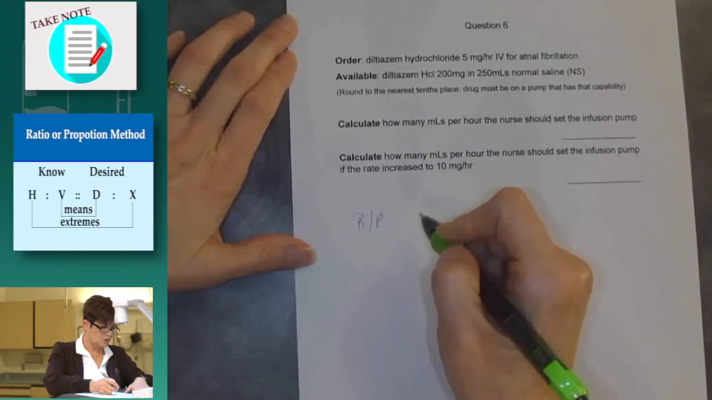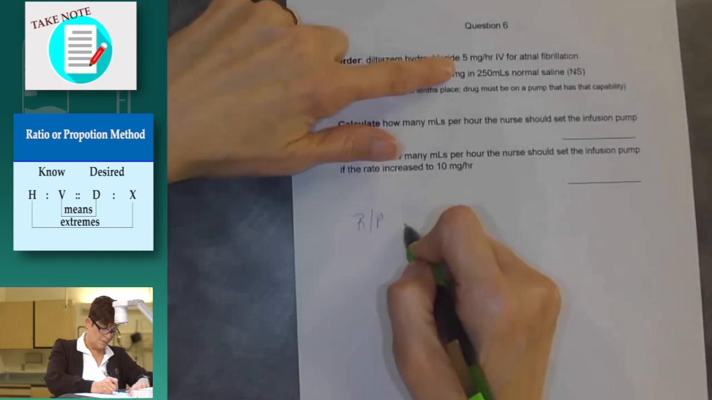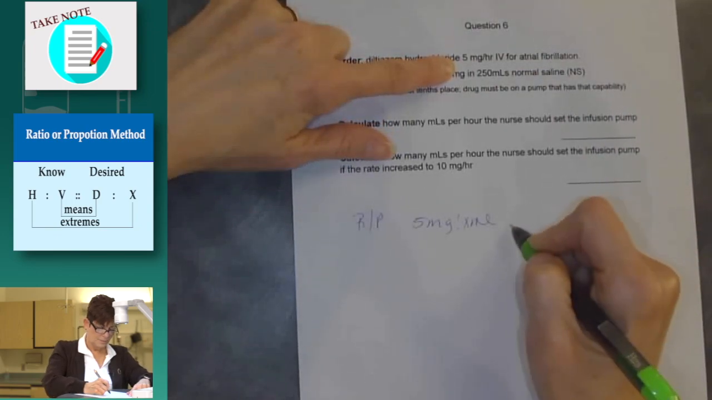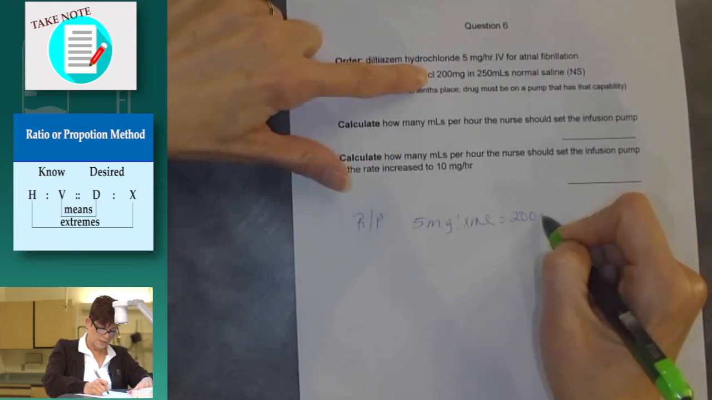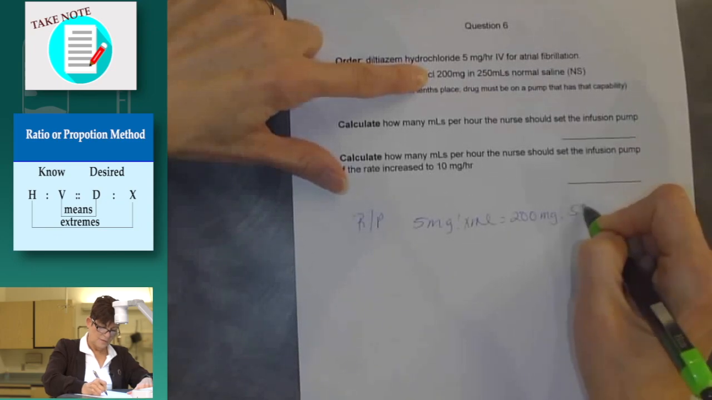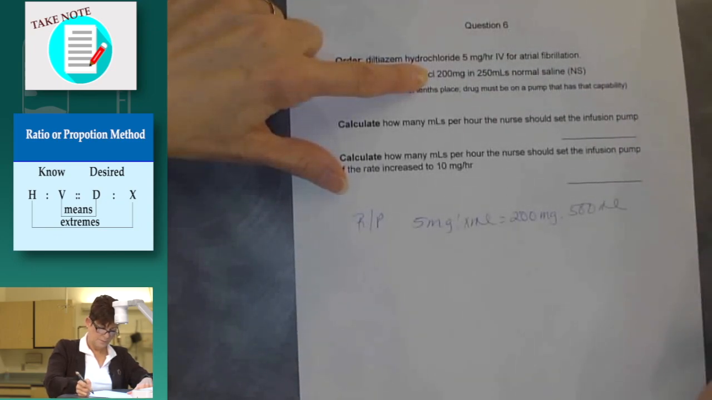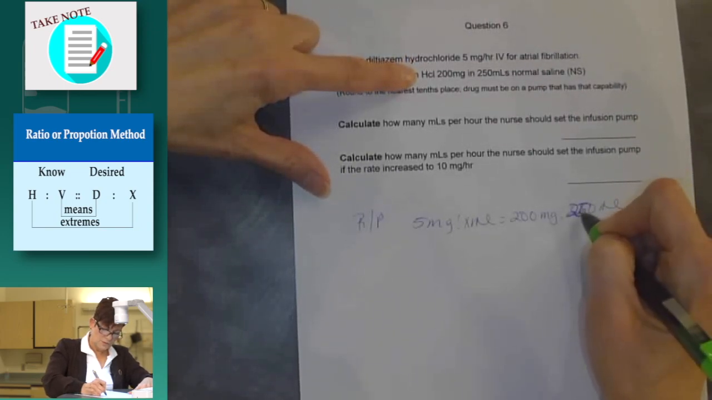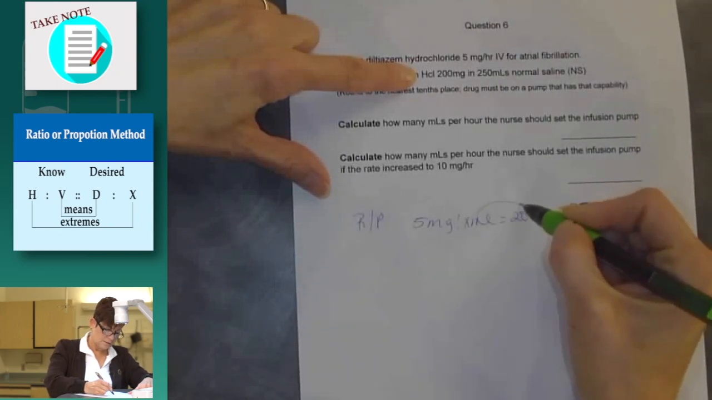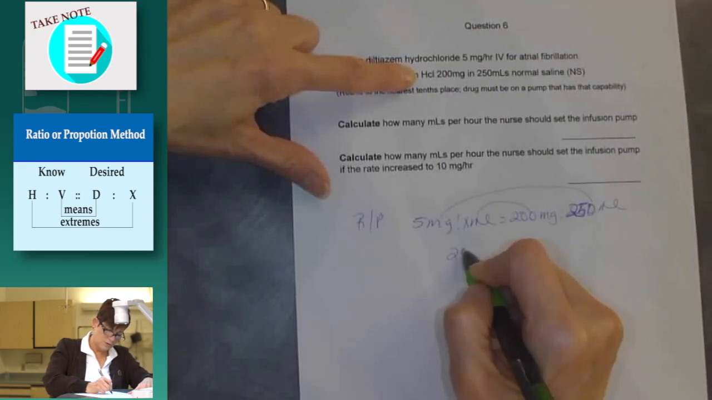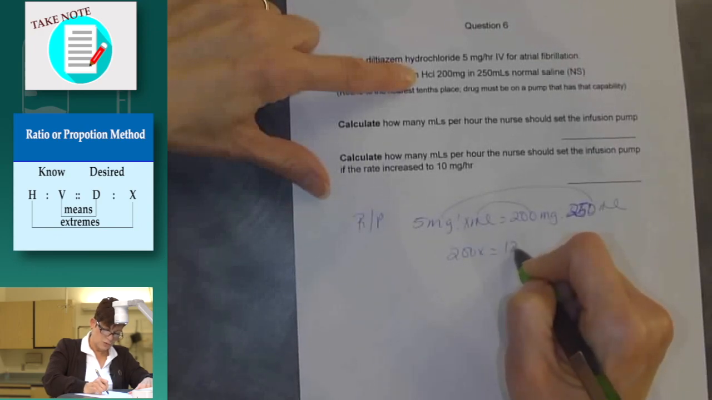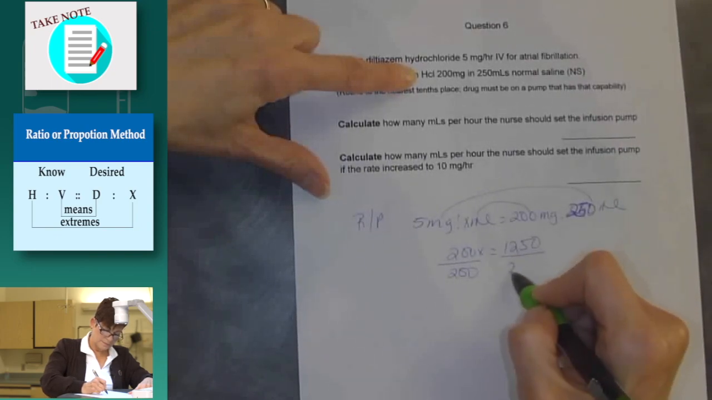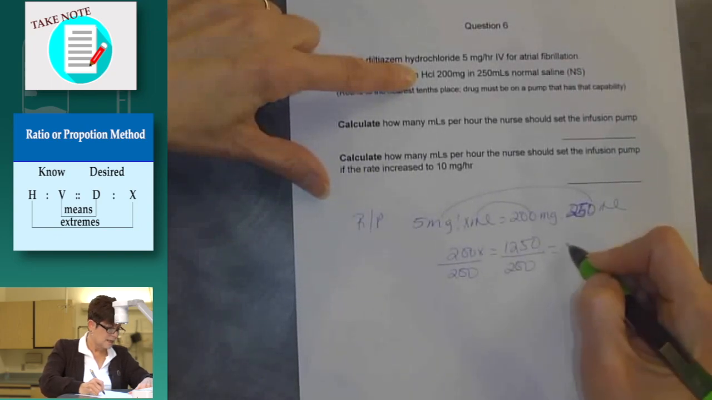So the ratio and proportion, we have 5 milligrams. We don't know how many mLs that we need. We have 200 milligrams in 500 mLs, and I'm sorry, 250 mLs. So now again, means times the extremes, we have 200x equals 1250. Now we're going to divide the 200 into the 1250, and we get 6.25.